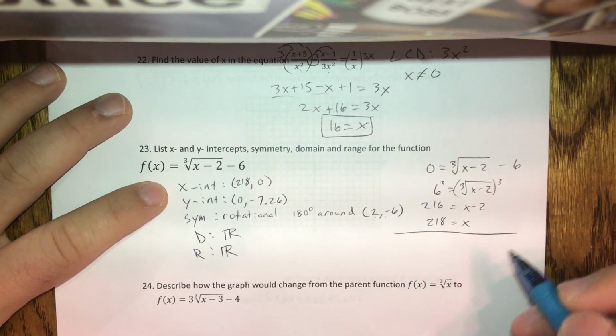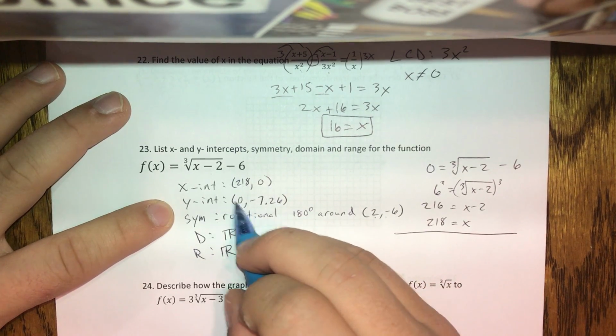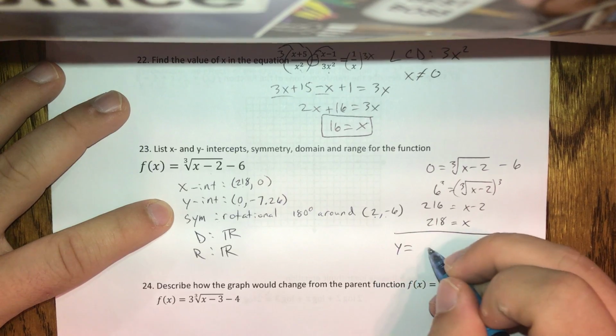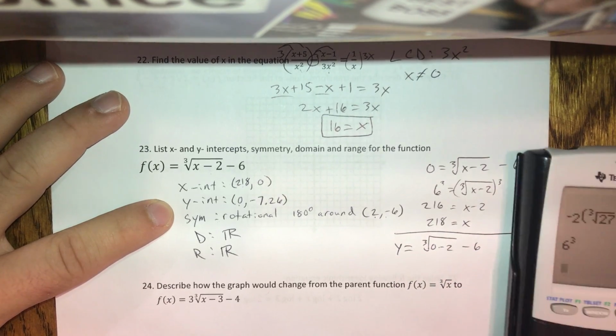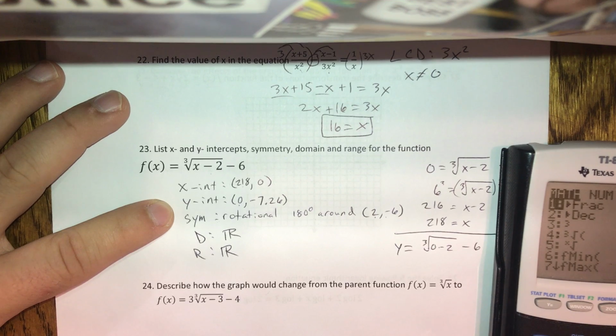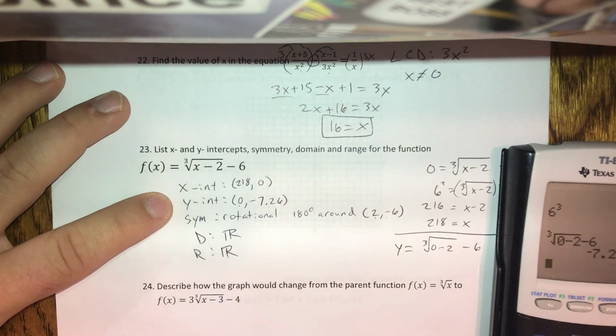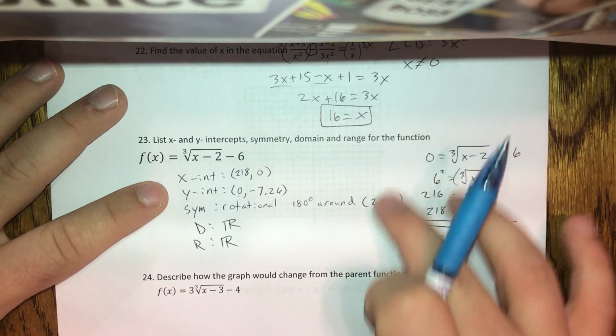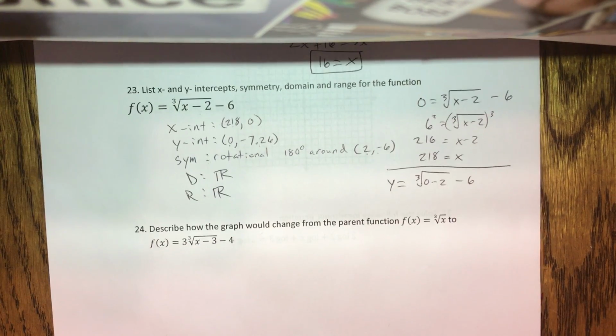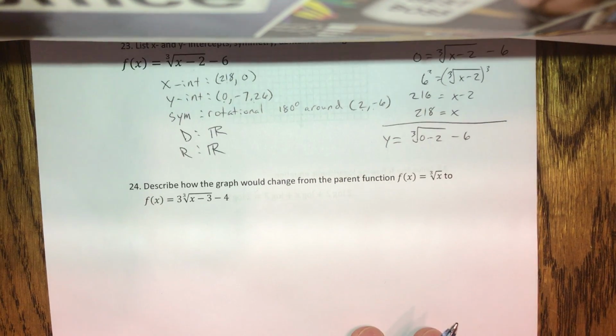You could do the same thing finding the y-intercept by plugging in 0 for x. And so y equals cube root of 0 minus 2 minus 6 to see what it is. And we can just put this in the calculator. And it is that negative 7.26 that we also got in the table. And so here's how you can solve for the x and y-intercept using your calculator and your paper.